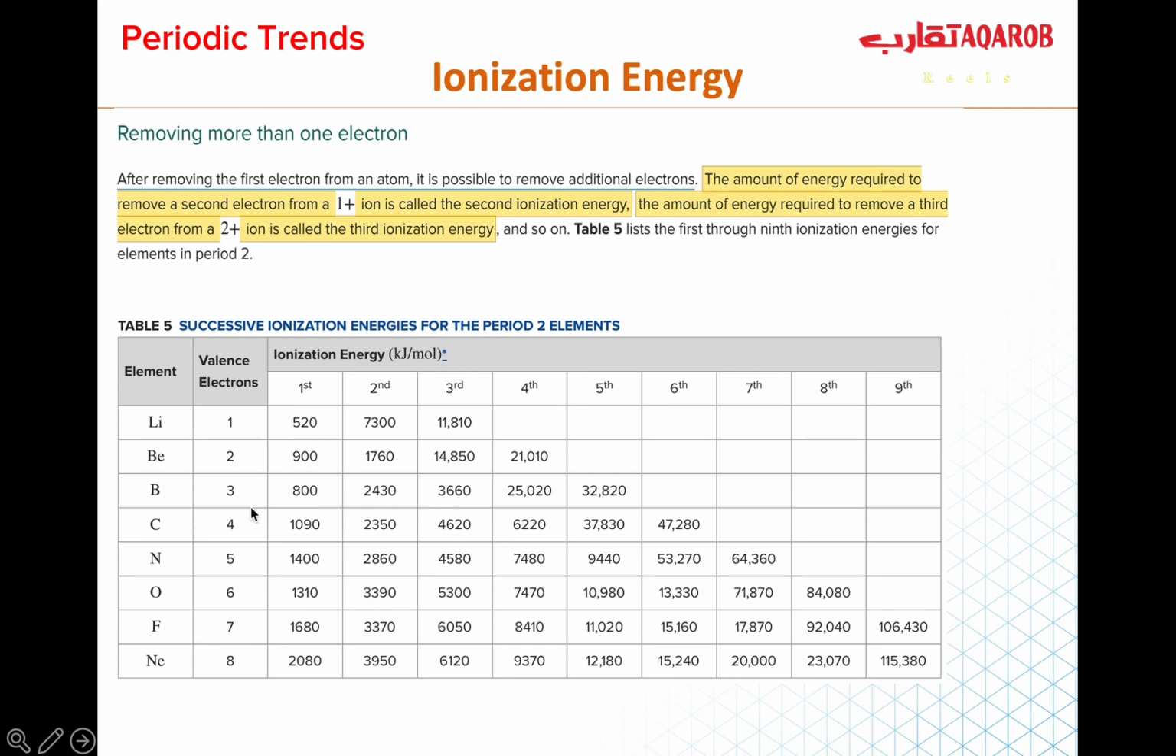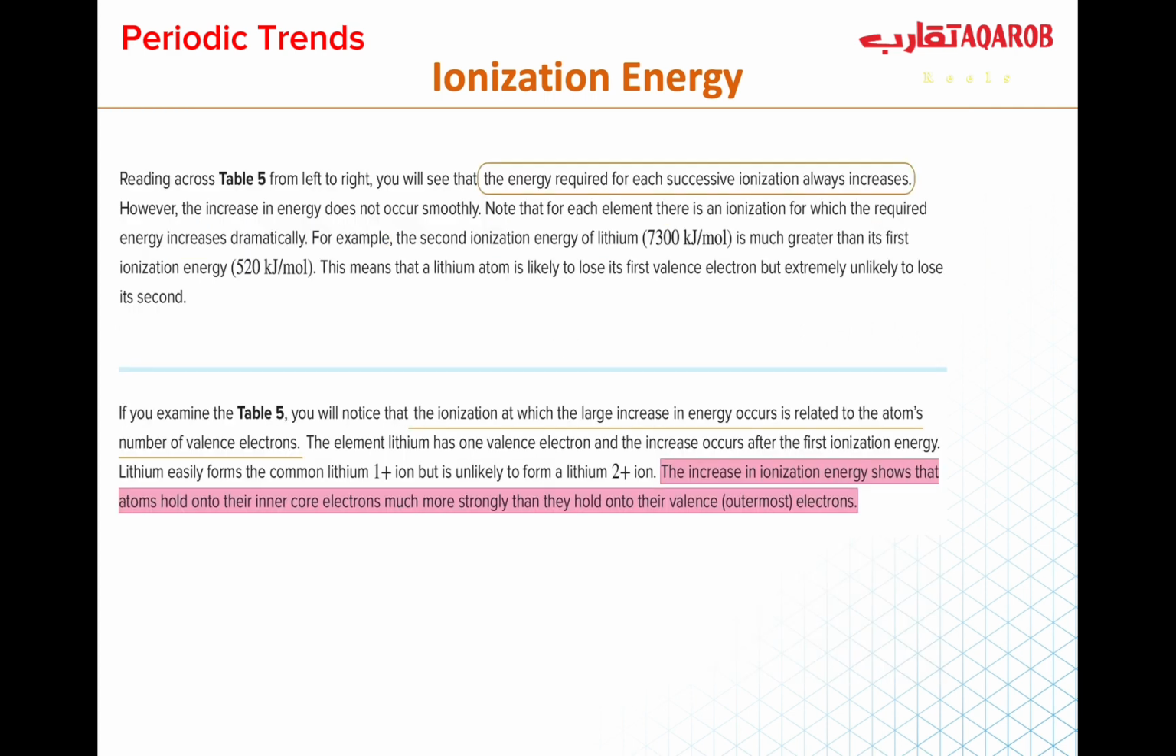As you see here, the amount of ionization energy needed to remove more electrons is increasing. So reading across table 5 from left to right, you will see that the energy required to form each successive ionization always increases. However, the increase in energy does not occur smoothly. Note that for each element there is an ionization for which the required energy increases dramatically.